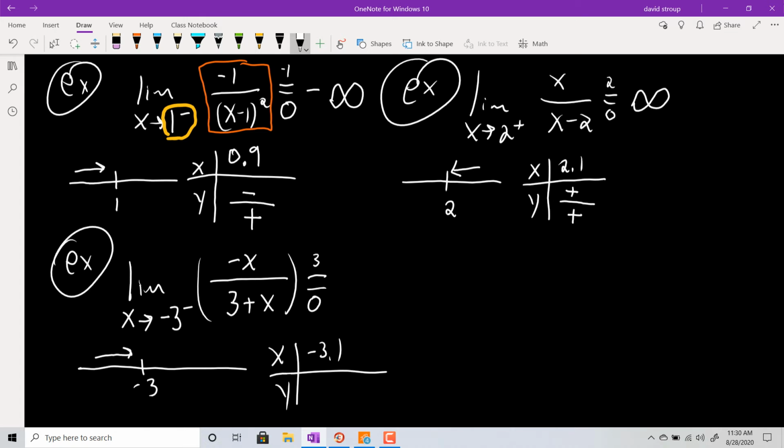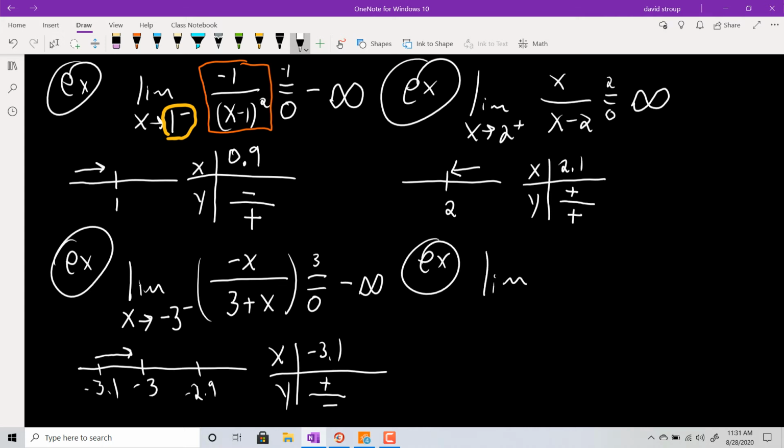because I'm coming in from the left, I'm thinking things like negative 3.1. If I came in from the right, it'd be stuff like negative 2.9. So if you plug negative 3.1 into the function, you get negative of negative 3.1, which is positive, all over 3 minus 3.1, which will be a negative. So positive divided by negative is negative, and then we have negative infinity. Okay, let's do one more.